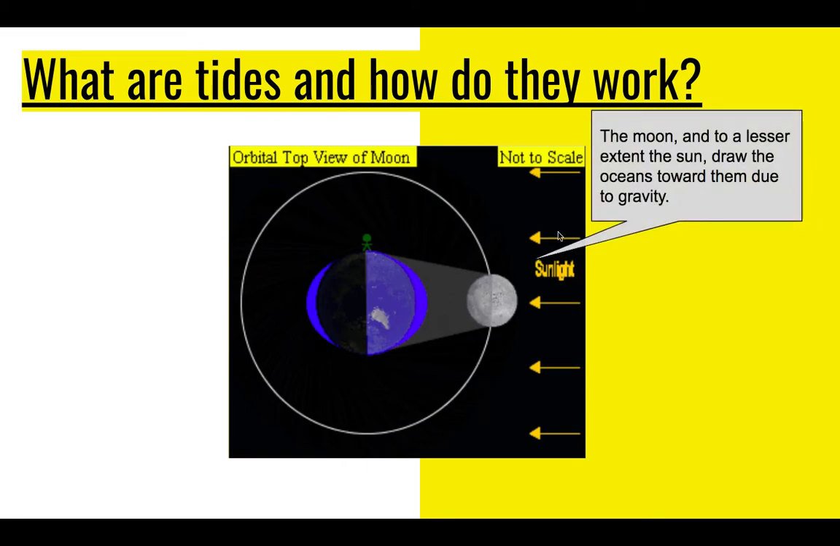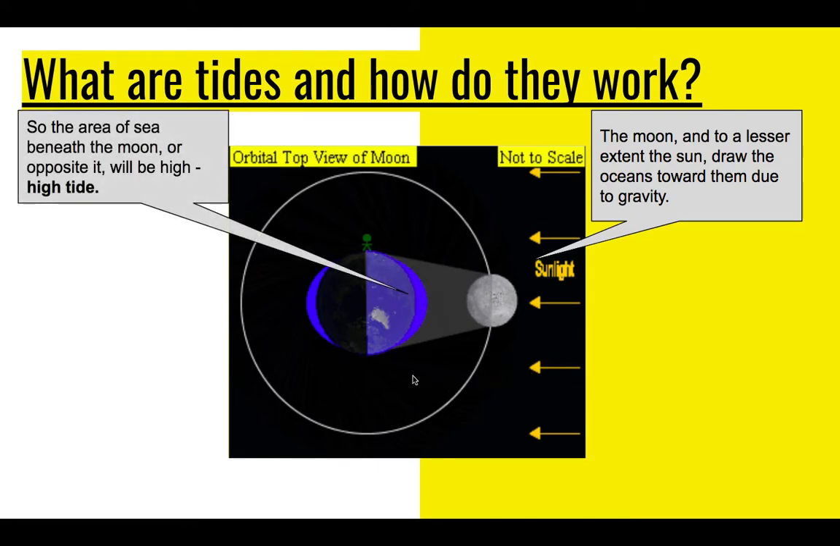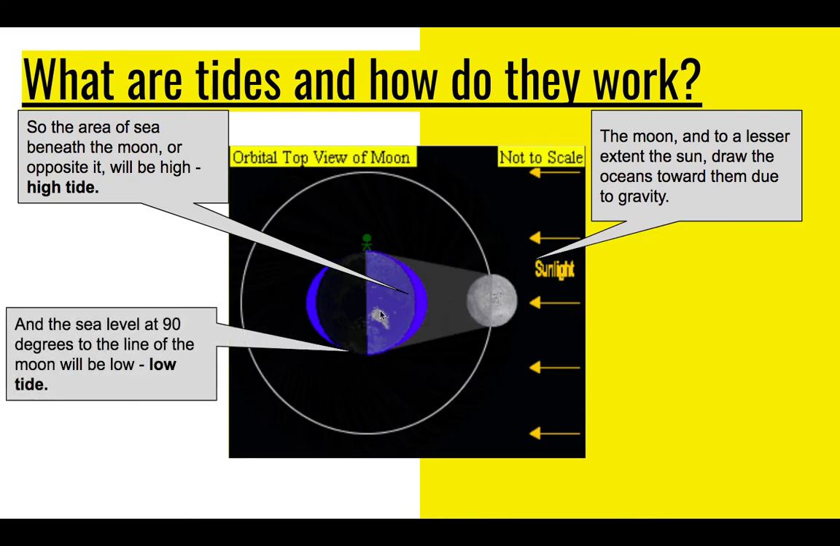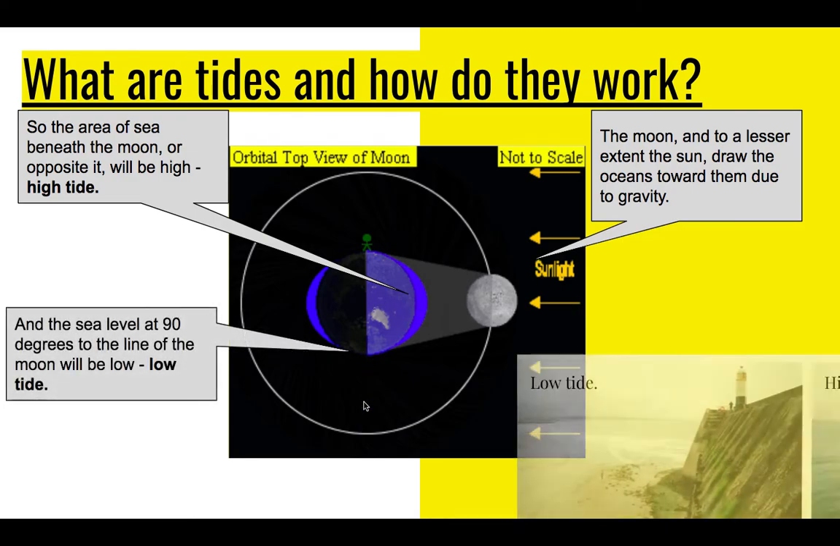So here we have a screenshot from that GIF we were looking at earlier. The moon is most important in causing the tides. It draws water toward it under the force of gravity. Therefore, some areas of the ocean have higher water than others. And those areas of high water are high tides. Areas of low water are low tides. So this area underneath the moon, or opposite that because the Earth is spinning, will have a high tide. And areas at 90 degrees to it will have a low tide.